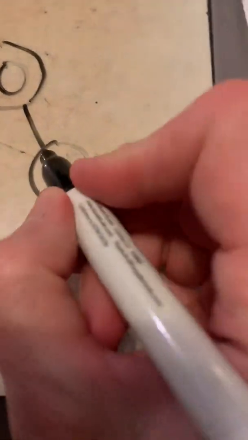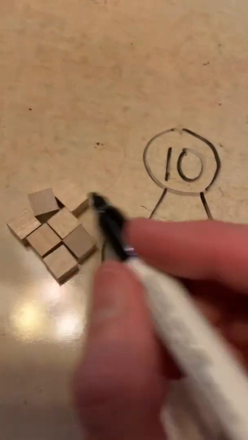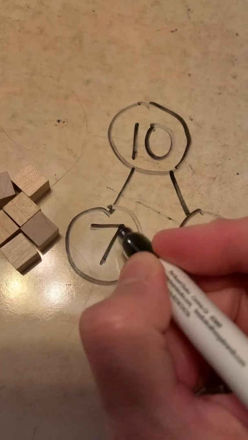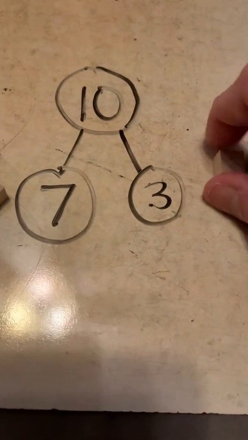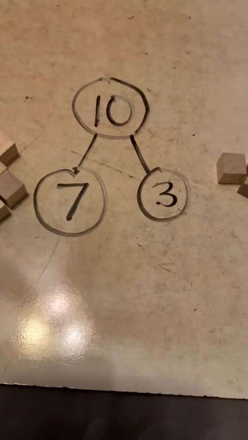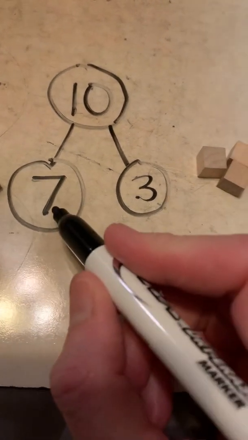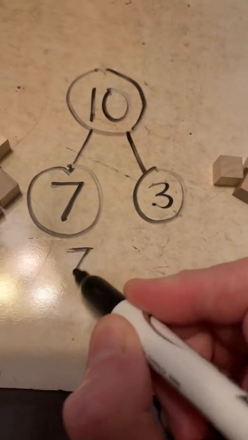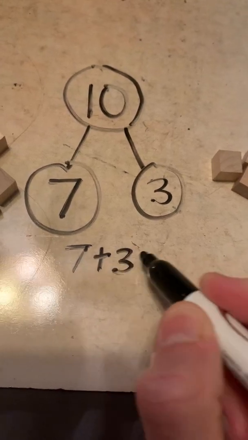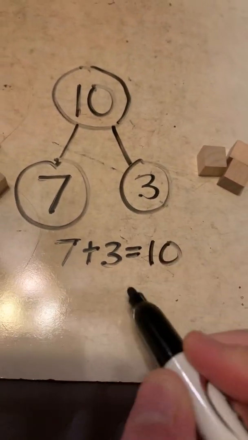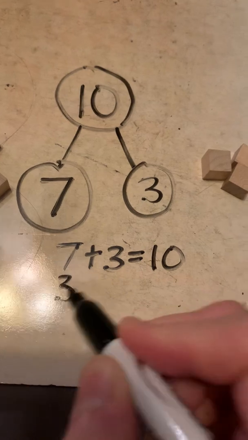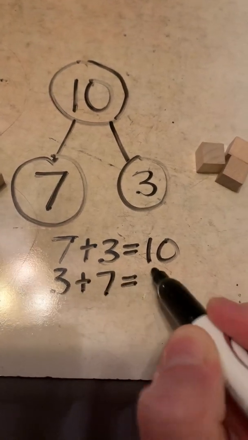All right, we've got 3 on this side. 1, 2, 3, 4, 5, 6, 7, and we've got 7 on this side. Okay, now what is the fact family going to look like? All right, we're going to start here. 7 plus 3 equals 10. And now we're going to turn it around. 3 plus 7 equals 10.